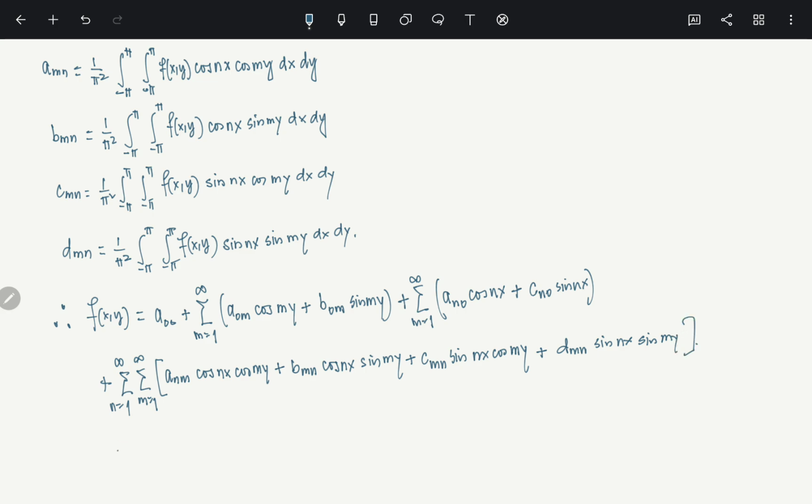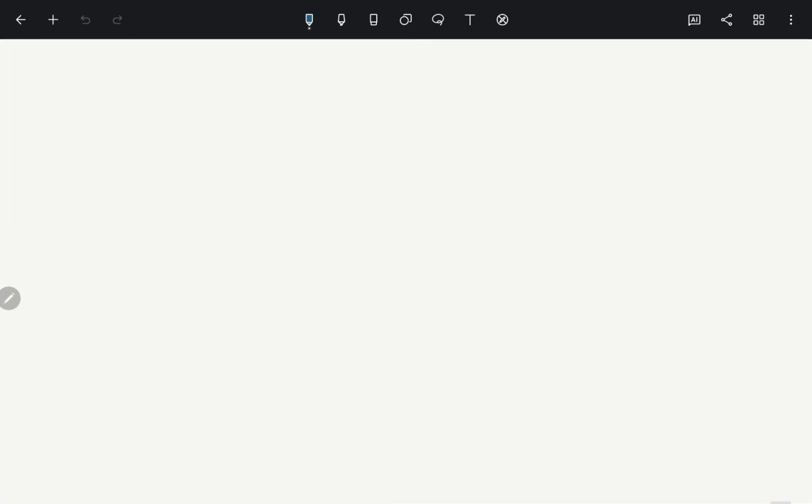So this is called the double Fourier series of f of xy. Now you see there are some corollaries which we need to understand here. So, some remarks.